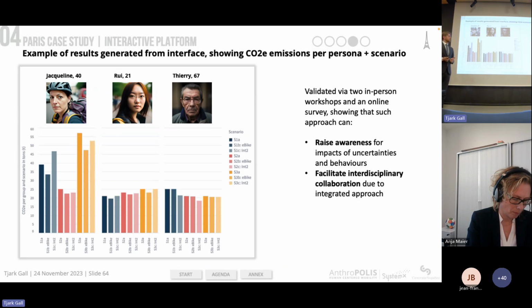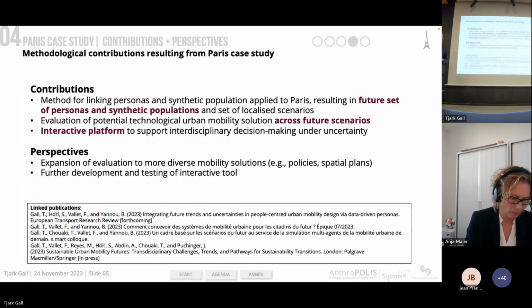We validated that in 2 in-person workshops, so it's not completed work, but it's, let's say, an overall framework which can be developed further. But it showed that it can raise awareness about 2 things, mostly uncertainties of the future, but also the differences of people. And it facilitated at the same time interdisciplinary collaboration, because different people can relate to different elements of this process.